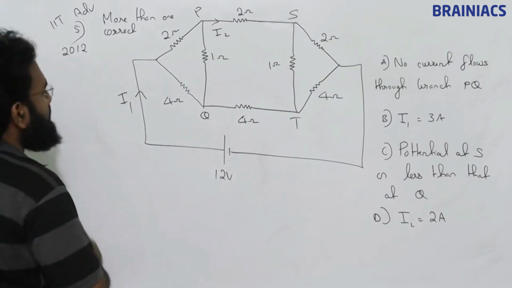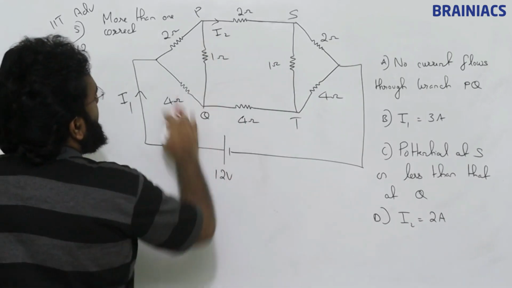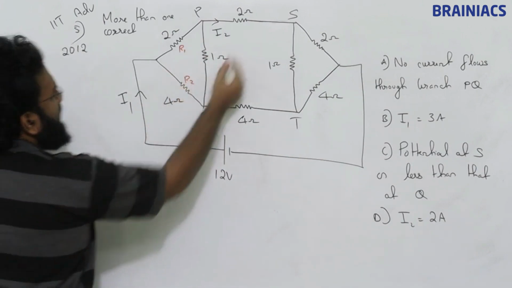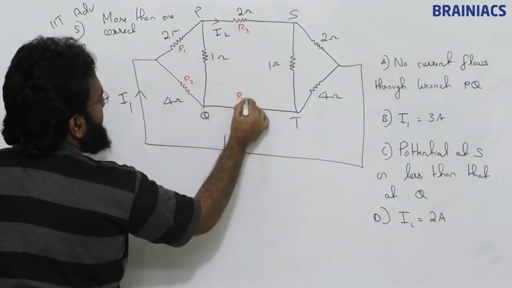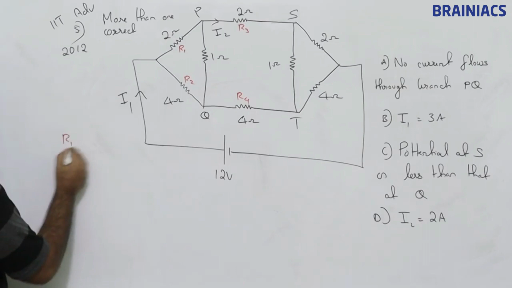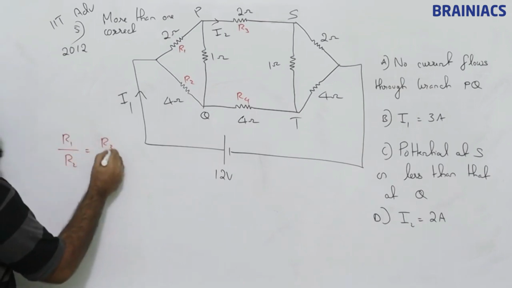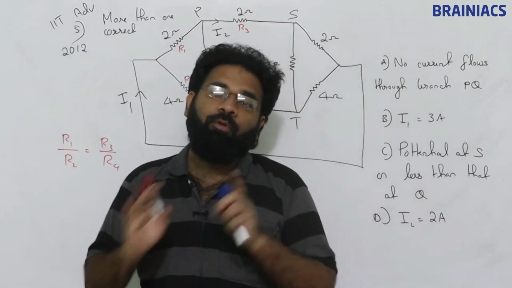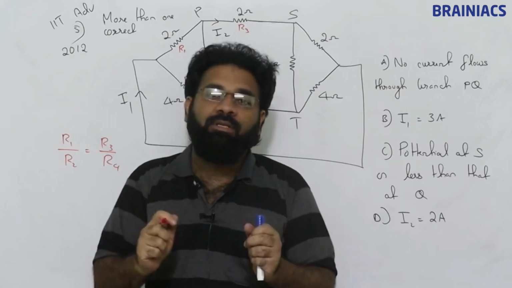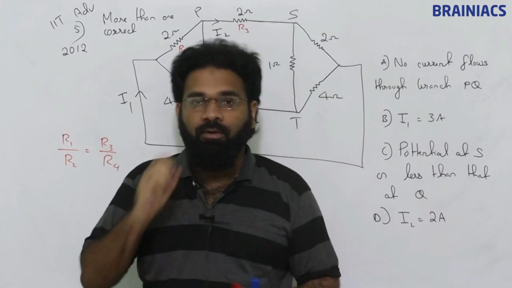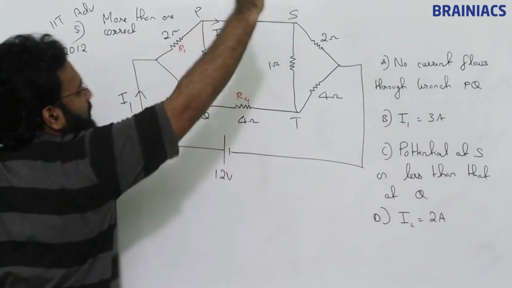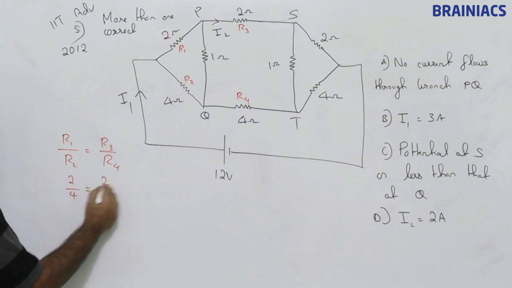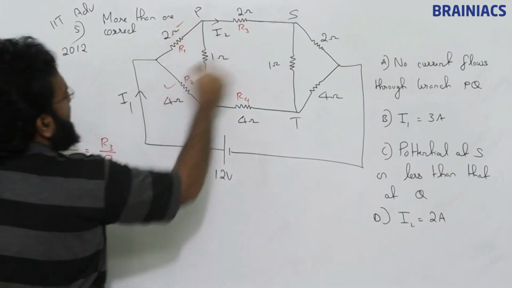Let's verify. So what is this actually? Okay, this is a Wheatstone bridge. Suppose we take this as R1, this as R2, this as R3 and this as R4. R1 by R2 is equal to R3 by R4. When I solve the problem, I am writing the steps for your understanding. Once you are handy with circuits, no need to write all these steps. Verify this quickly, remove this thing from there. Likewise you should do. So 2 by 4 is equal to 2 by 4.